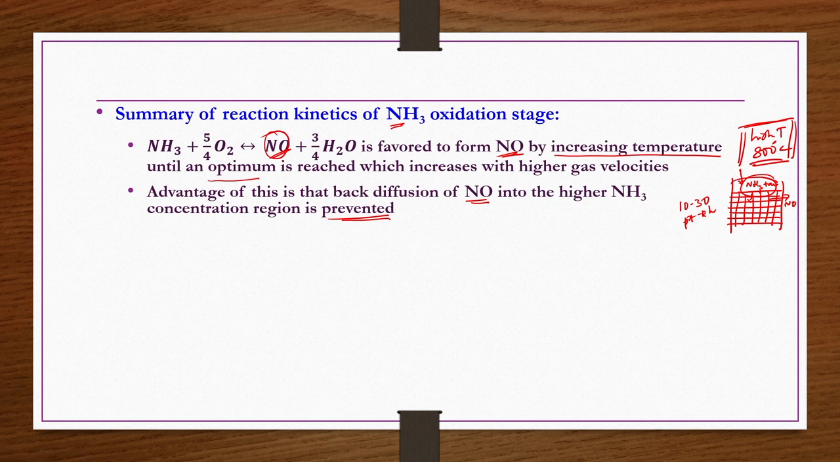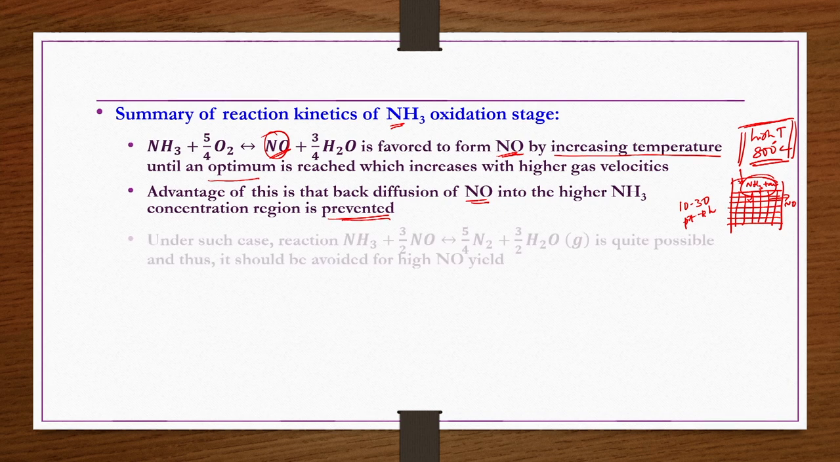Higher ammonia concentration regions are usually at the top, because from the top anhydrous ammonia along with the compressed air are coming. So what is the advantage? If you do a reaction at high temperature, ammonia quickly oxidizes to NO. So ammonia concentration decreases gradually and more NO is forming. So back diffusion of NO into the ammonia is not possible or can be prevented.